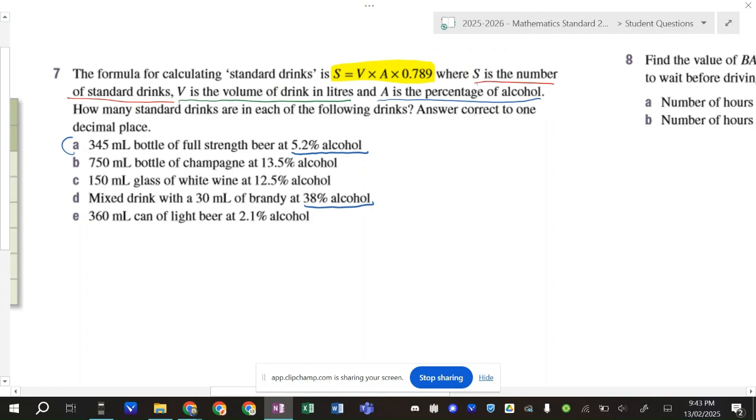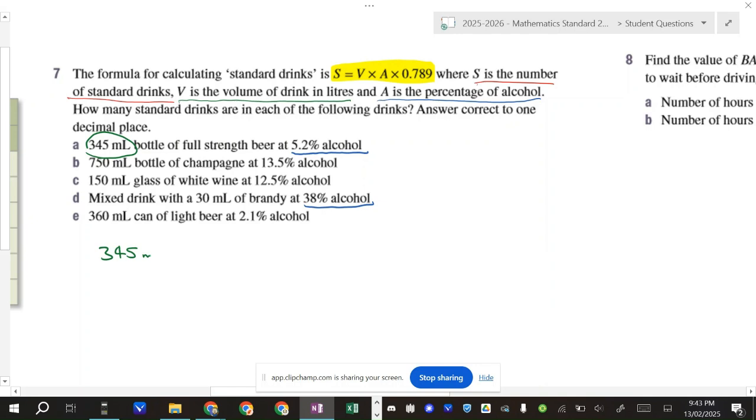Now, the volume of the drink in litres. This is probably where you're getting tripped up. We have 345 mils, but it actually says that we need it in litres. So I've got to take 345 mil and convert it to litres. Now, there are 1,000 mil in 1 litre. Okay, so if I am going from mils to litres, I need to divide by 1,000.